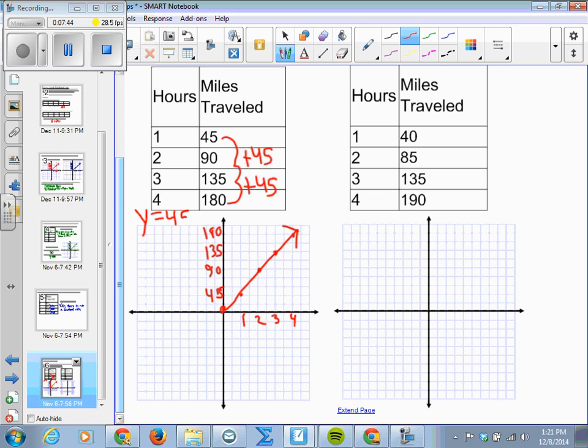And for our second one, let's see, we're going up 45, up 50. You know what? We're going to stop right there. Not a proportion, no constant rate. This concludes your lesson on proportions in graphs and tables.